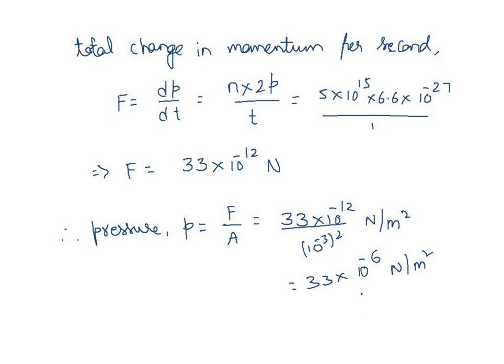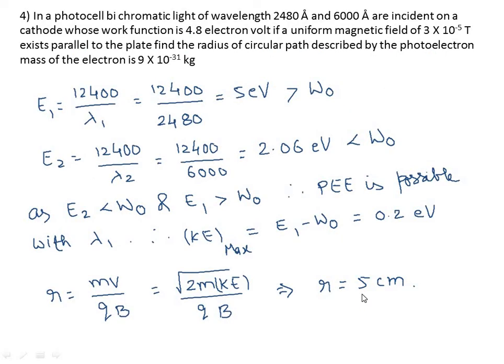Clear? Right. In a photocell, bichromatic light of wavelength 2480 angstrom and 6000 angstrom are incident on a cathode whose work function is 4.8 electron volt. If a uniform magnetic field of 3 into 10 power minus 5 Tesla exists parallel to the plate, find the radius of the circular path described by the photoelectron. Mass of the electron is 9 into 10 power minus 31 kg.